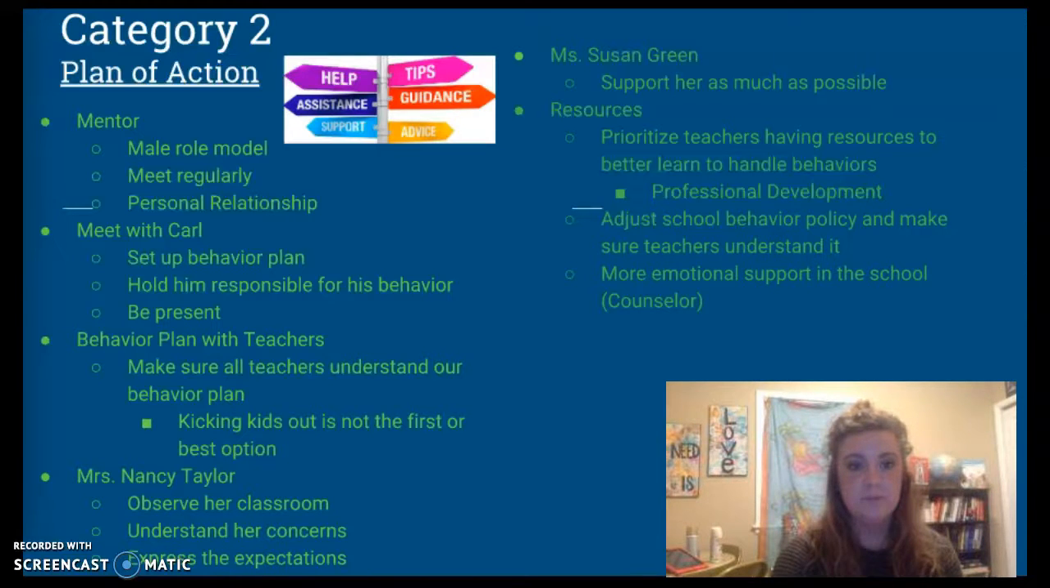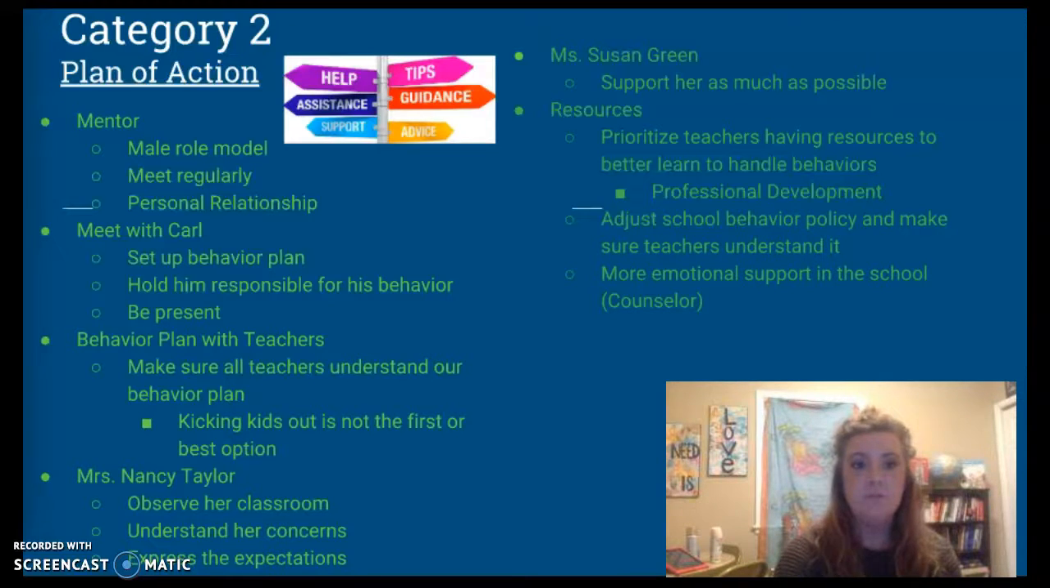I will also definitely be supporting Mrs. Green as much as possible. Just because she is young and fresh does not mean that she is not doing a good job. She might be doing better than veteran teachers, and I want her to know that I support how she is handling situations and I want to work with her.